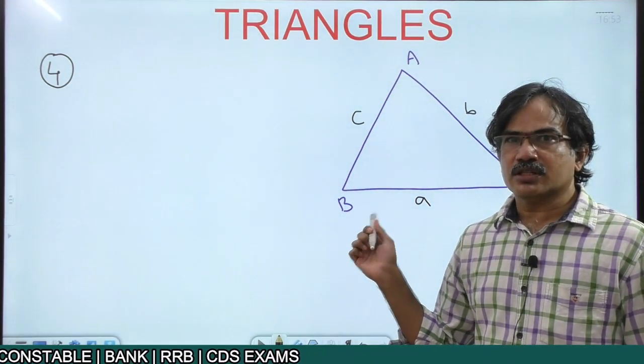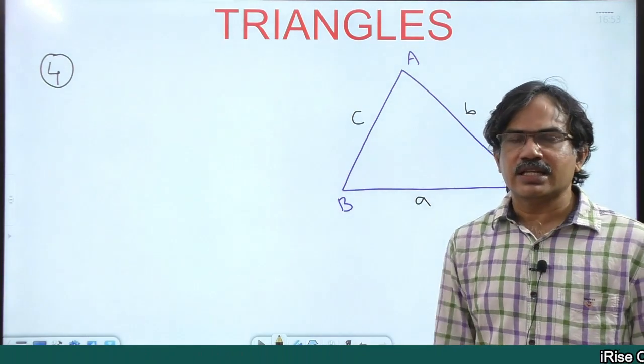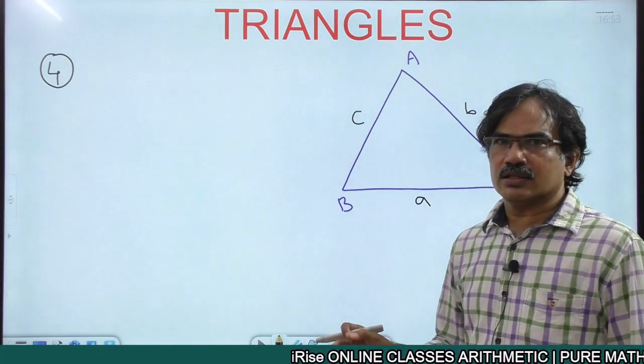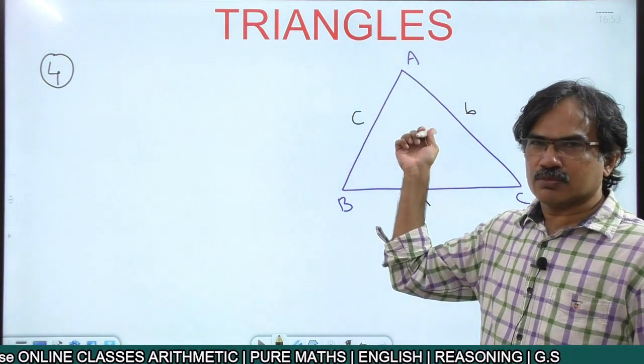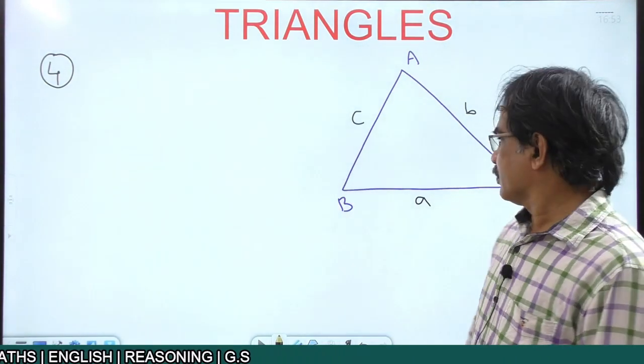But in the examinations they don't use these notations, please. They can use any other values, please. But generally the notation is: opposite to vertex A is small a, opposite to vertex B is small b, side opposite to vertex C is small c.